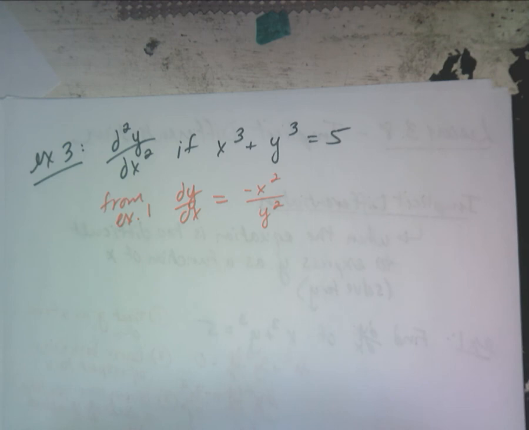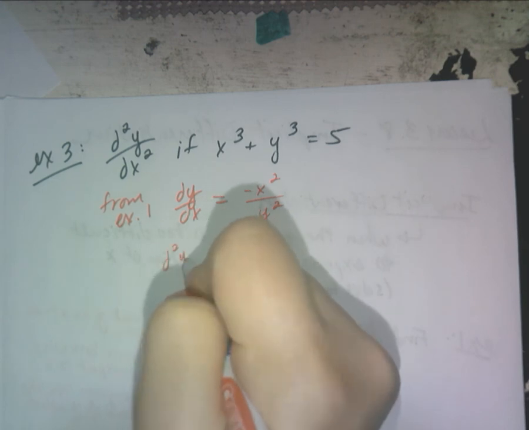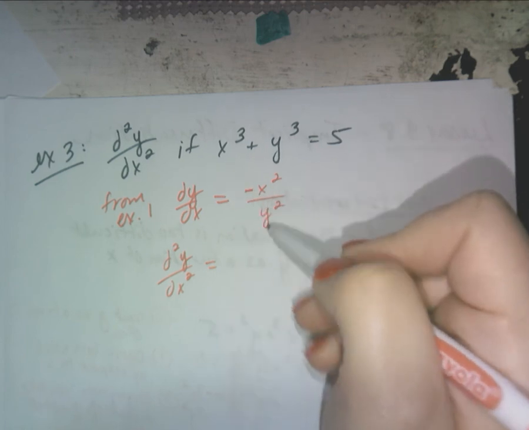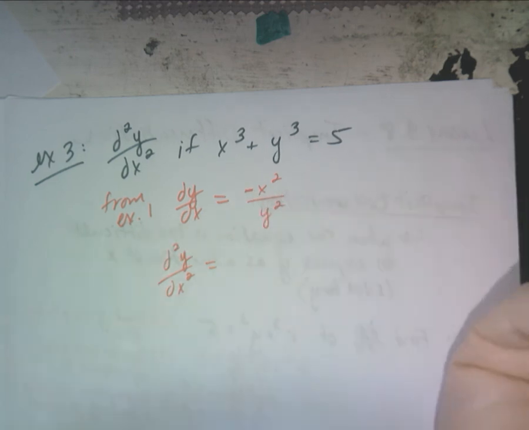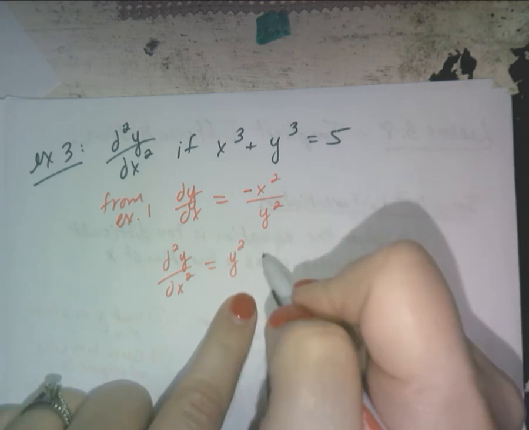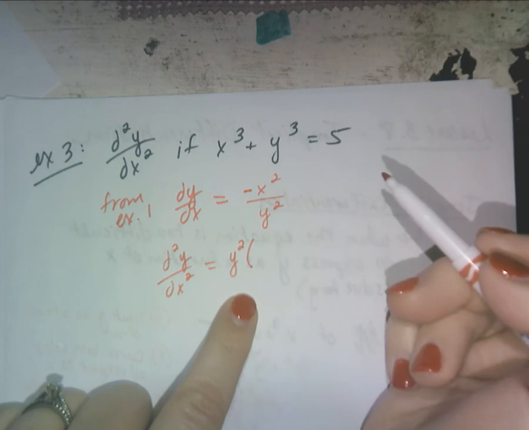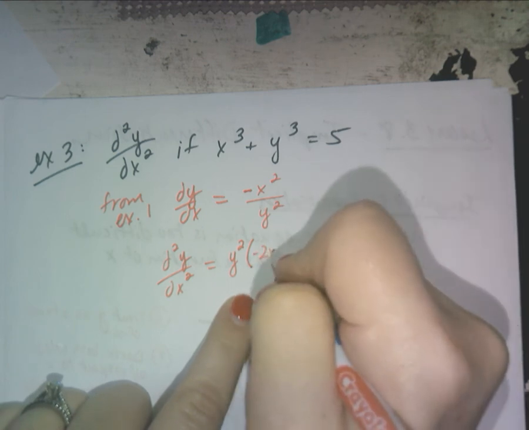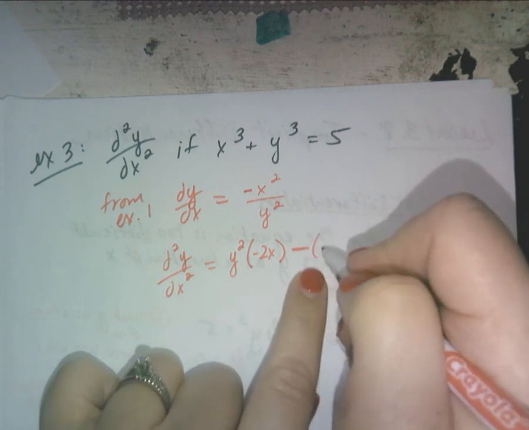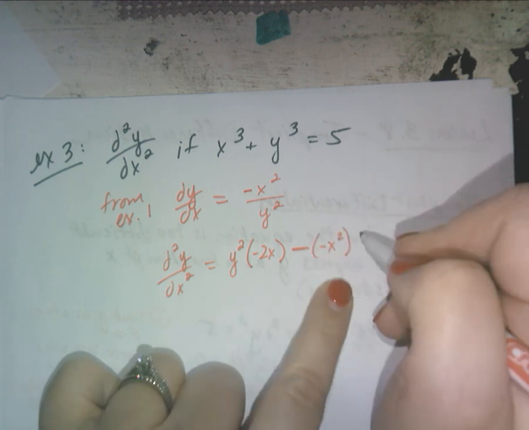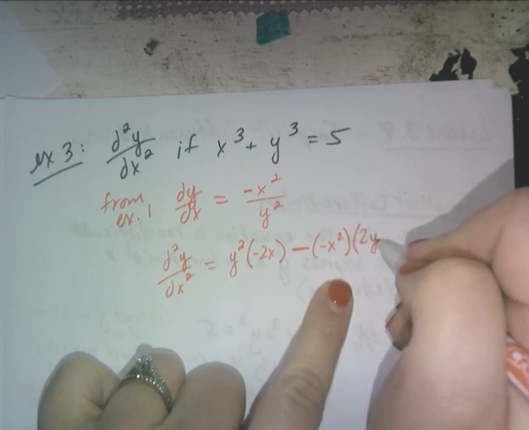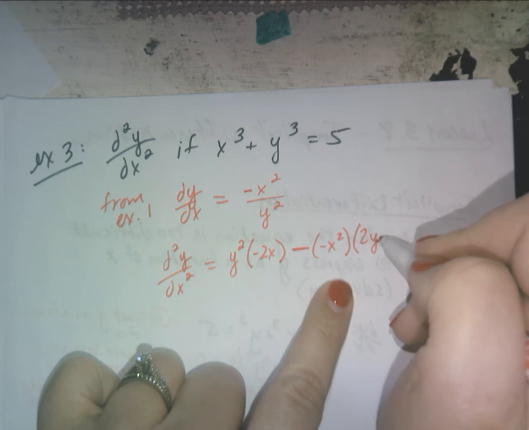Okay, so second derivative is a quotient rule. Exactly. You have to do the quotient rule of this because this is a quotient. So the quotient rule says denominator, which would be y squared, didn't take a derivative though, times the derivative of the numerator, which is negative 2x, minus numerator, negative x squared, times the derivative of the denominator. What's the derivative of the denominator? 2y.